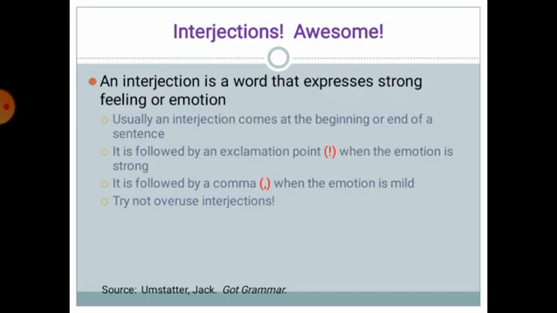Now we have interjections, like awesome. An interjection is a word that expresses strong feelings or emotions. Usually an interjection comes at the beginning or end of a sentence. It is followed by an exclamation point when the emotion is strong. It is followed by a comma when the emotion is mild. Try not to overuse interjections, okay?